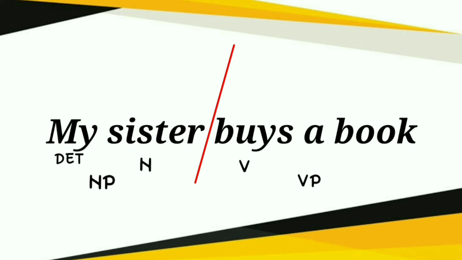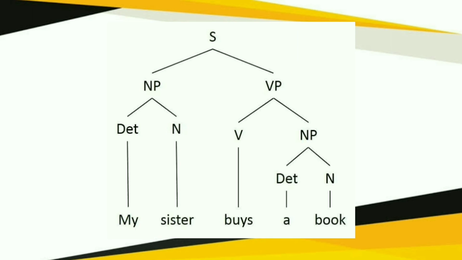Under verb phrase, we have to make one branch. So buys is the first word, buys is a verb, so we have to make another branch here. So a book, it is considered as a noun phrase because book is a noun. Under the noun phrase, we have to make one branch again. A is considered as a determiner, while book is considered as a noun. So in our sentence, my sister buys a book, this is our tree diagram in constituent.